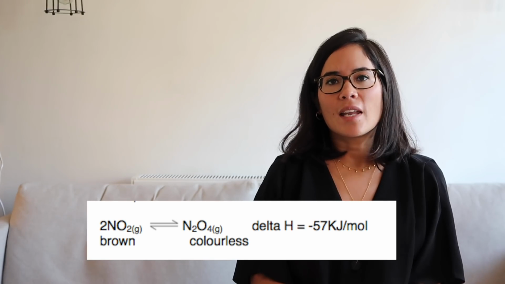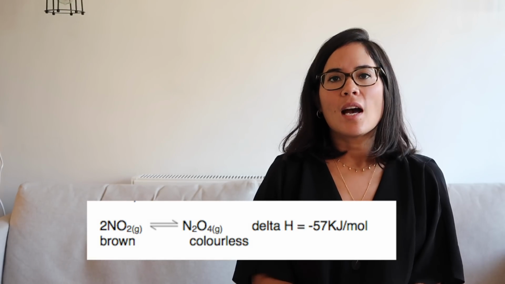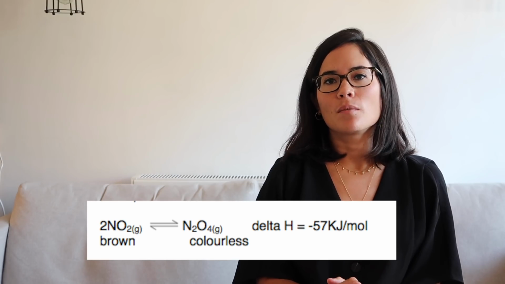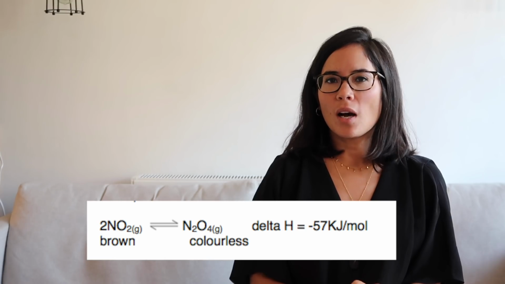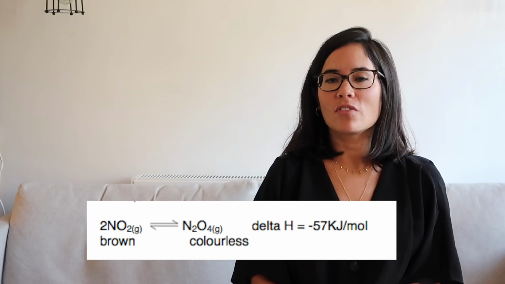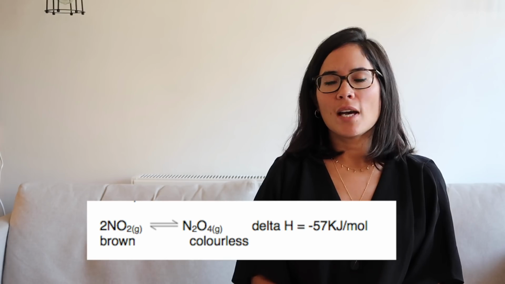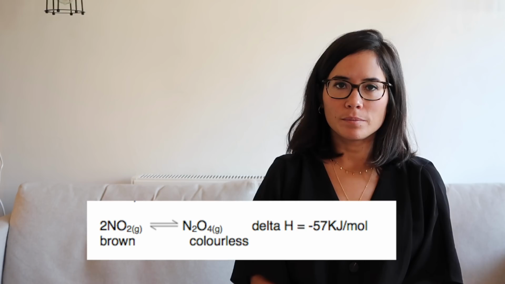Let's look at another example now. So I'm going to bring up an equation which is showing NO2, reversible arrow, N2O4, and do notice their colours. NO2 is brown and N2O4 is colourless, and look at the delta H sign, it is an exothermic reaction. So let's see what happens when we increase the temperature. What happens is the endothermic reaction will be favoured, which means the reverse reaction will be favoured. So the position of equilibrium shifts to the left.